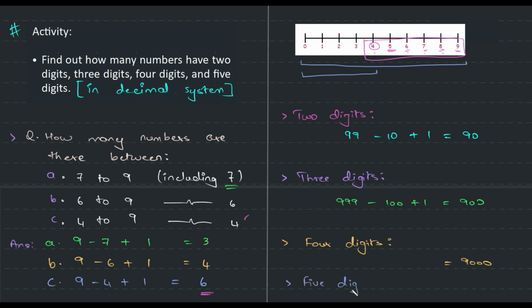5 digits. This will be 90,000. There will be 90,000 numbers. Please understand why we are adding 1. That's pretty important. It has to do with including the number which we are subtracting with.